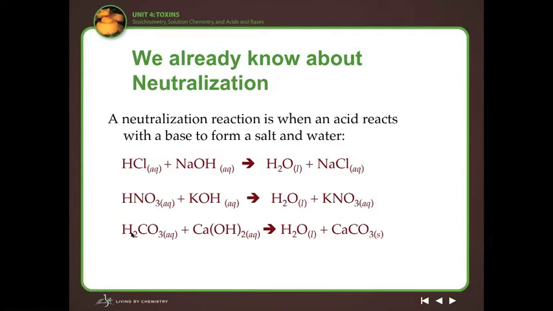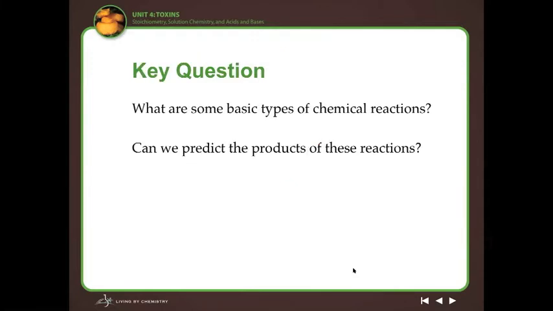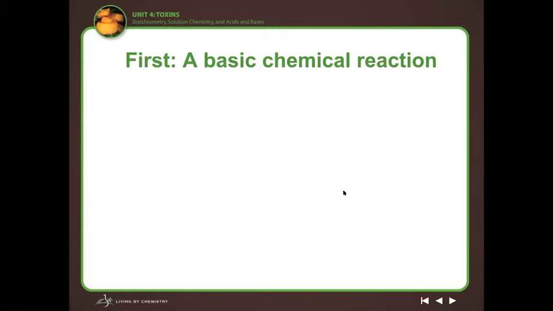Calcium's metal, carbonate, non-metal radical. So metal, non-metal is a salt. Acids plus bases gives us water and a salt every time. And that's called a neutralization reaction. They cancel each other out. So what are some other types of basic chemical reactions? So let's take a look at a basic one.